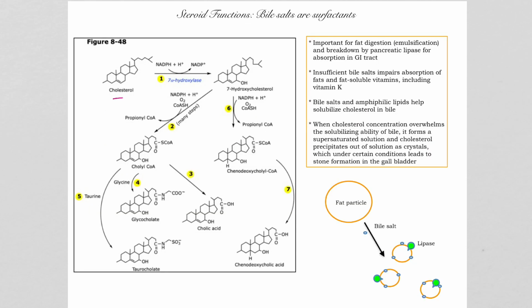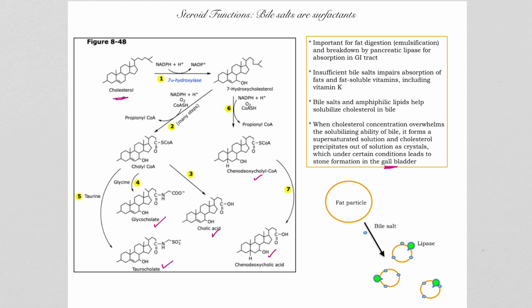So bile salts are also made from cholesterol. Bile salts such as glycocholate, taurocholate, cholic acid, and so on. These are all made from cholesterol in your liver. And then they are sent into the bile duct to the gallbladder where they are stored. And once you have your meal, the gallbladder squeezes its juice out, and the bile salts get out into your digestive system.